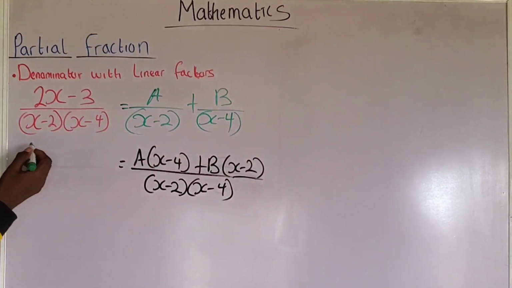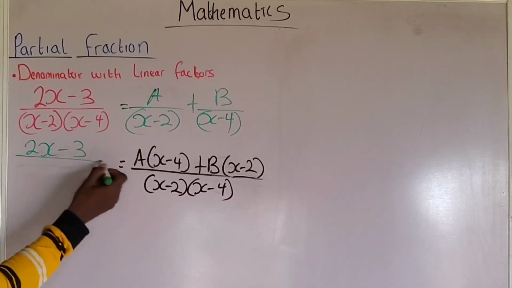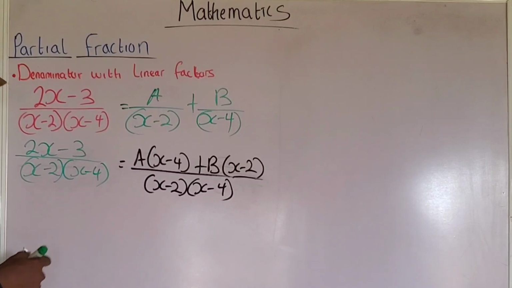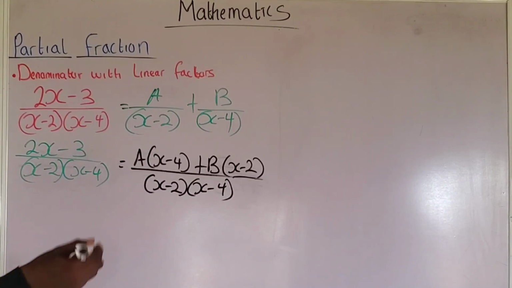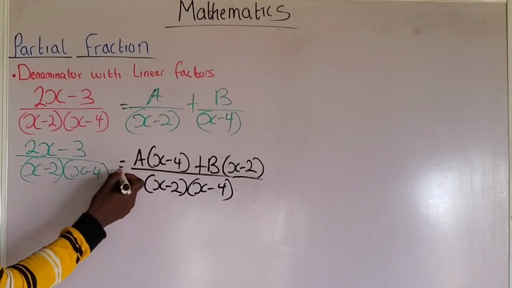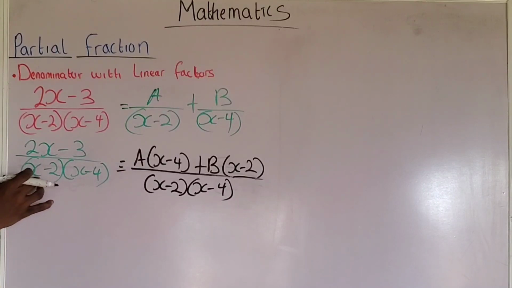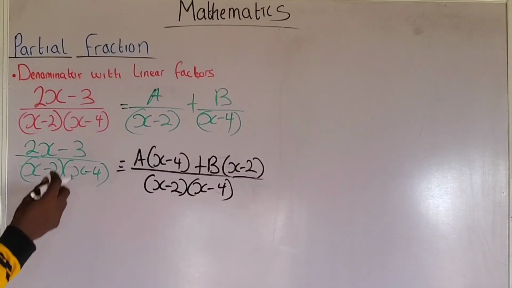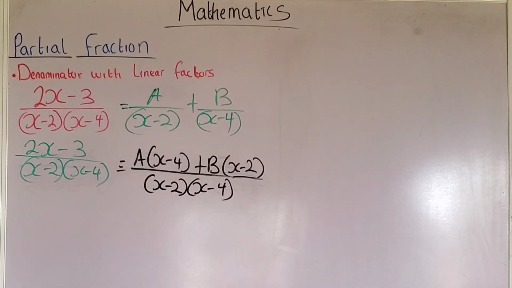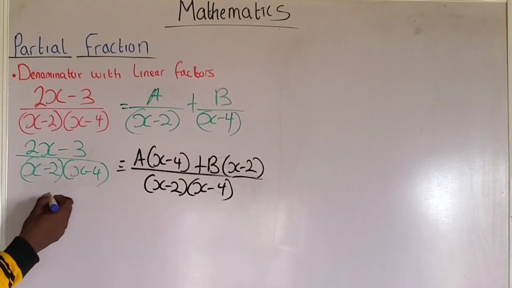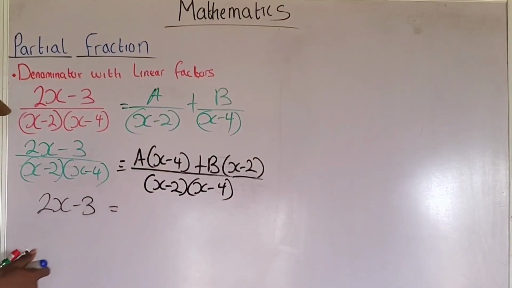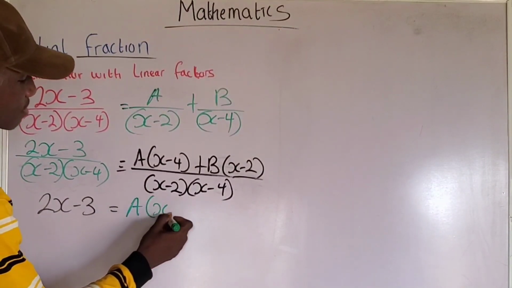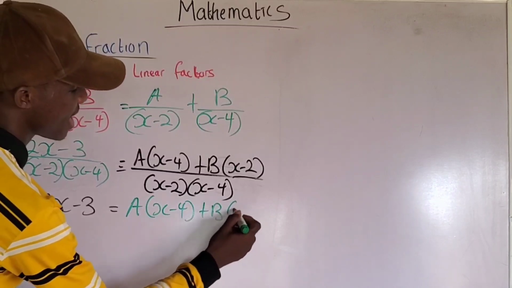Okay? And at the left hand side, I'm going to have (2x - 3) all over (x - 2)(x - 4). You see, what you have at the left hand side of this equation is equivalent to what you have at the right hand side. You understand? So now you can see (x - 2) here, (x - 4) here, and (x - 2) here, (x - 4) here. So to get the values of A and B, I'm going to set the numerators equal to each other. So here I'm going to have 2x - 3 equals A multiplied by (x - 4) plus B multiplied by (x - 2).